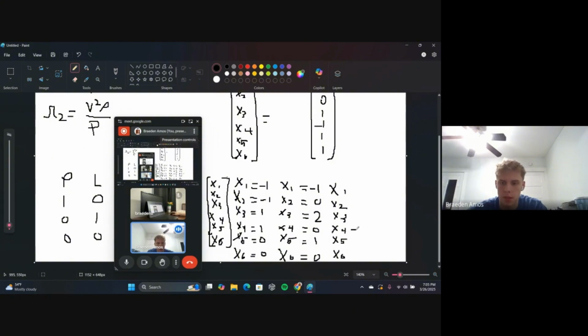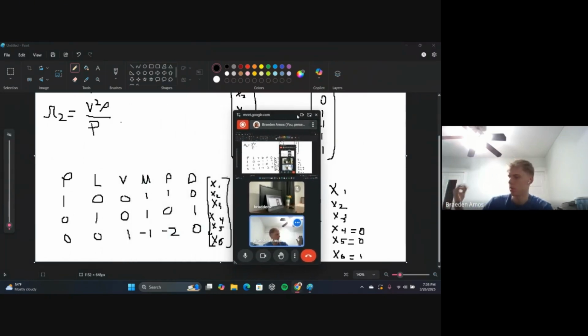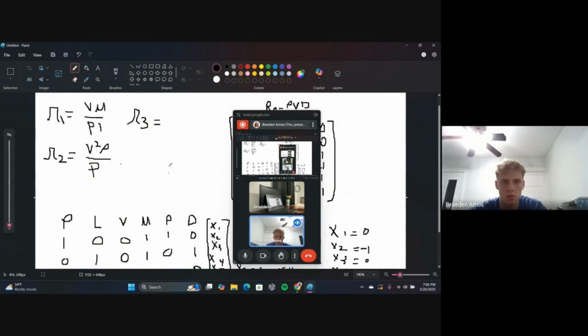So now we do x4 equal to 0, x5 equal to 0, and x6 equal to 1. So we can plug x6 equals 1 in, so x1 will be 0, x2 will be -1, and x3 will be 0. So we get pi 3, D over L.